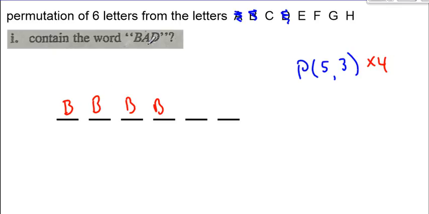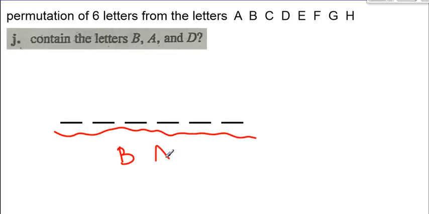Now I don't have to do any other adjustment, because the word BAD doesn't get rearranged. So I just have to do permutations of 5 letters into 3 positions, but this times 4 to represent where that BAD phrase could be. So that is 240 different possible permutations. And now I just needed to contain the letters BAD. So I don't have to have B followed by A followed by D. I just have to make sure that of the 6 things, that somewhere I use the letters BAD for sure.